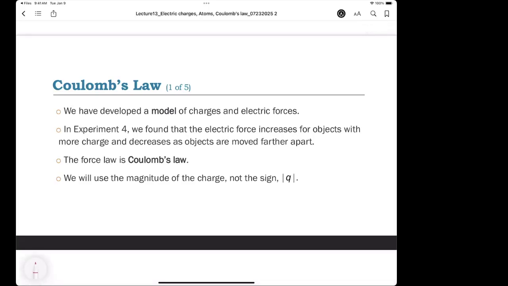We have already talked about this in section 1. And the fourth law is Coulomb's law. We will use the magnitude of the charge, not the sign. Just the magnitude of the charge, absolute value of Q.